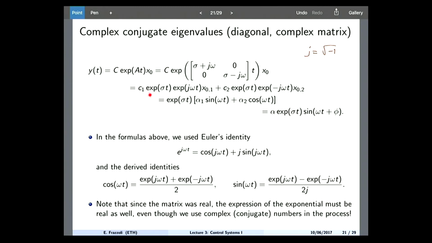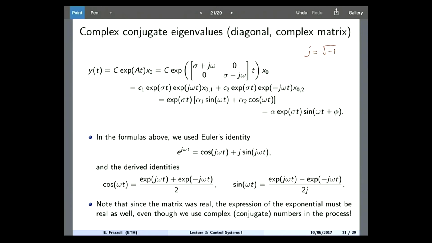something that multiplies the exponential e to the power sigma plus j omega t, right? Whenever I have the exponential of the sum of two terms, I can split it into the product of two exponentials. So I can write exp of sigma t times exp j omega t, okay? And on the other side, I have some other coefficient that multiplies exp sigma t times exp minus j omega t, okay?